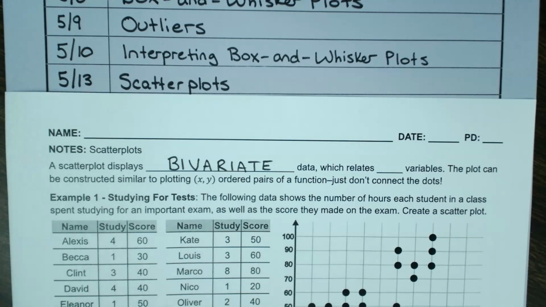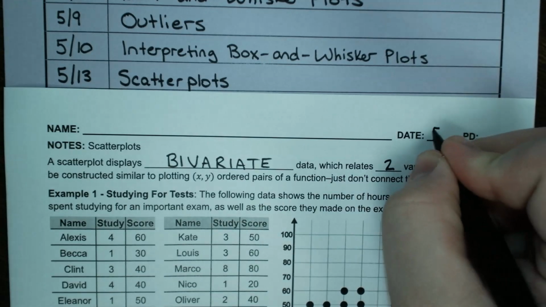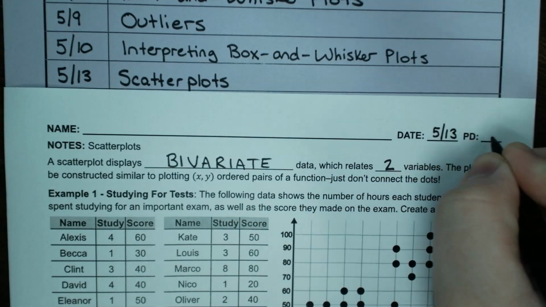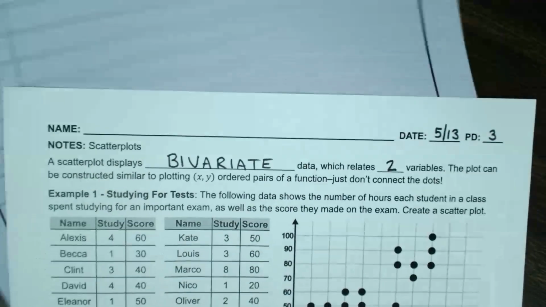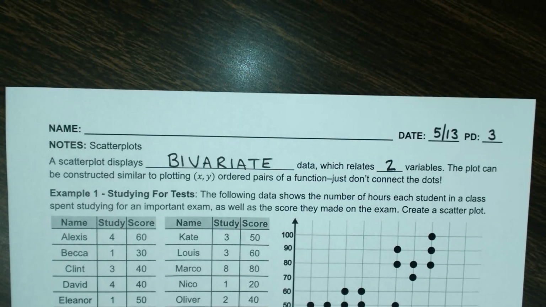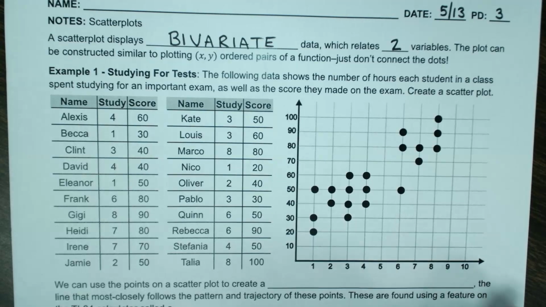So the prefix bi means two, like a bicycle has two wheels. And variate sounds like variable. All that is, it's data that has two variables. And a scatter plot is super easy to draw. You just take the data and plot it like any other XY ordered pair like you would on a coordinate plane. So let's go ahead and look at an example.